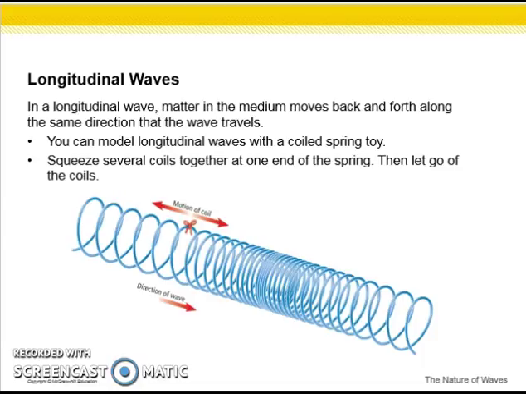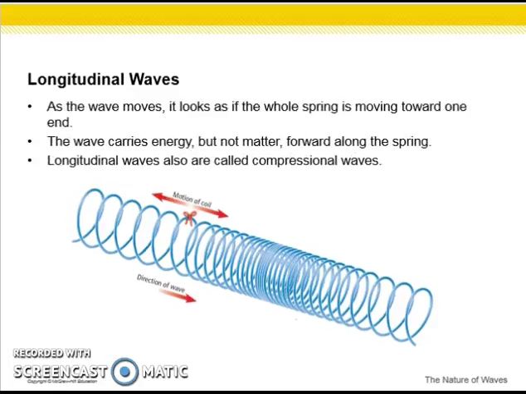Squeeze several coils together at one end of the spring and then let go of the coils to see what happens. Next bullet point, as the wave moves, it looks as if the whole spring is moving toward one end. The wave carries the energy, but not the matter, forward along the spring. Longitudinal waves also are called compressional waves.